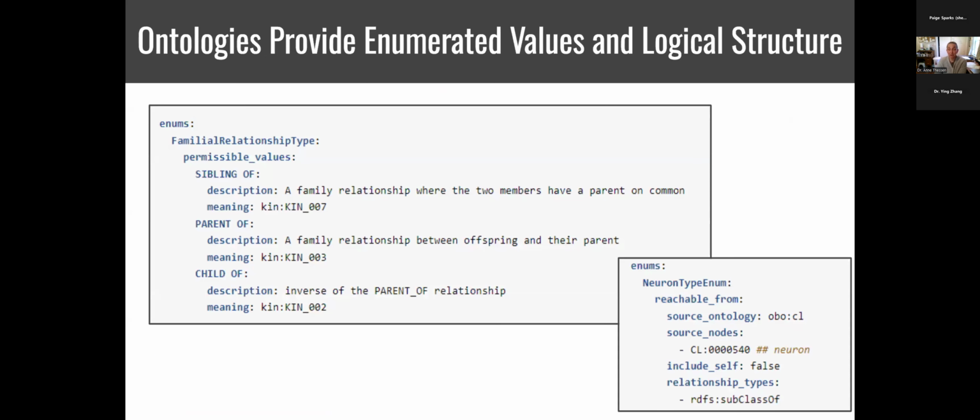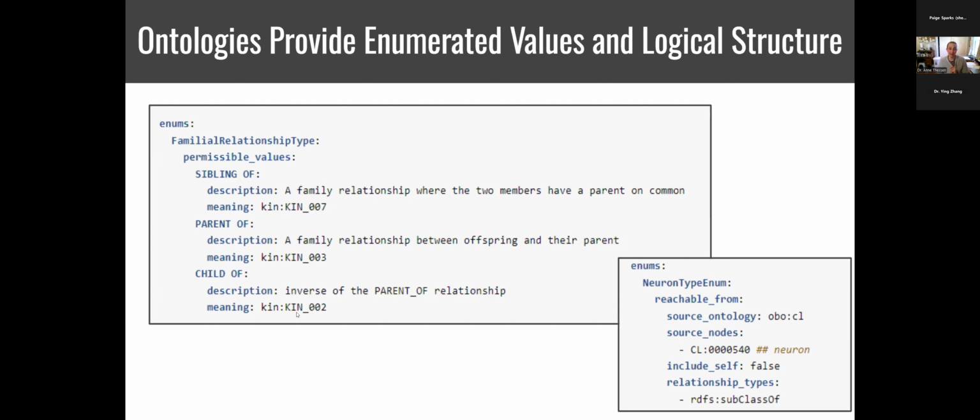So ontologies relate to LinkML because they can provide the enumerated values and the logical structure for some of these CDEs. Now, before I mentioned that an enum, or an enumerated value, was a possible range for something. So a person could have a family relationship, so family relationship could be a slot, and the range would be familial relationship, some sort of familial relationship type. That means that the only thing that can be in that slot is sibling of, parent of, child of. And the meaning is set by these ontology terms here from the kin ontology.